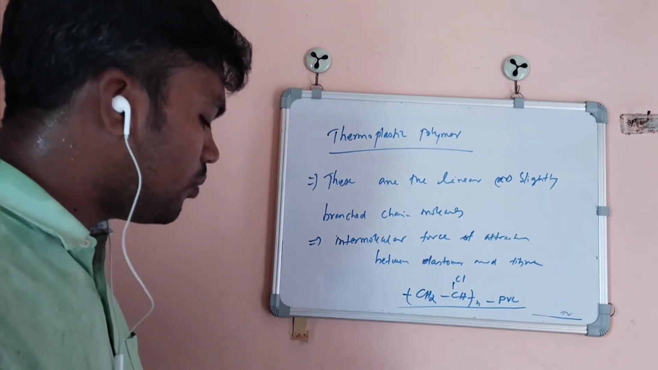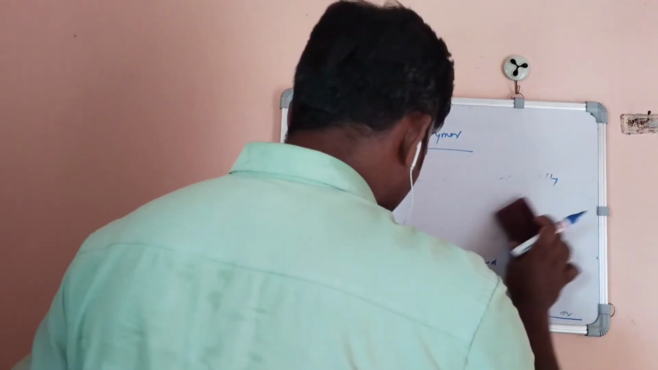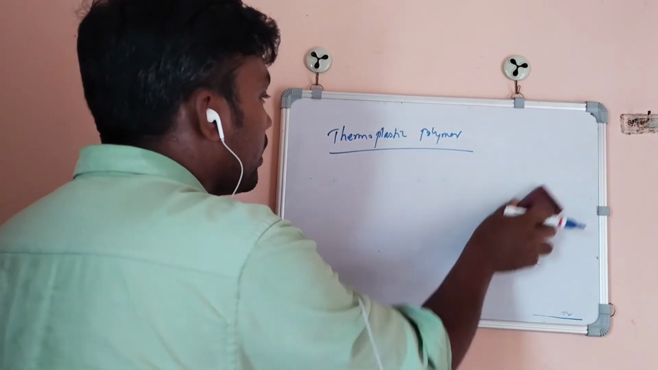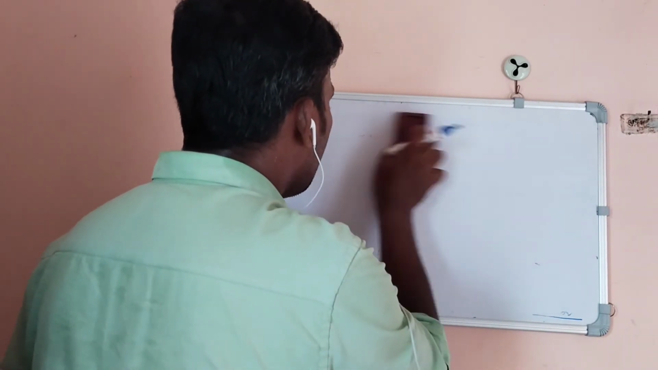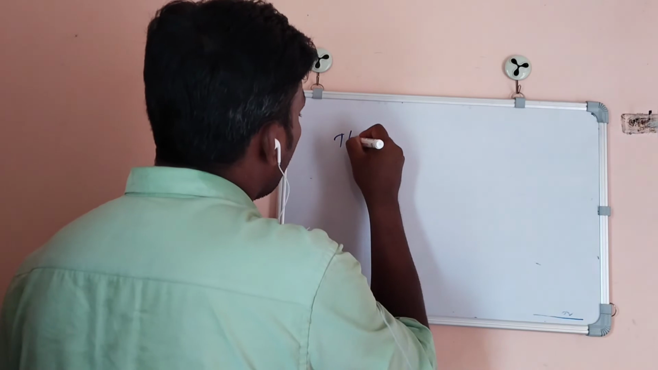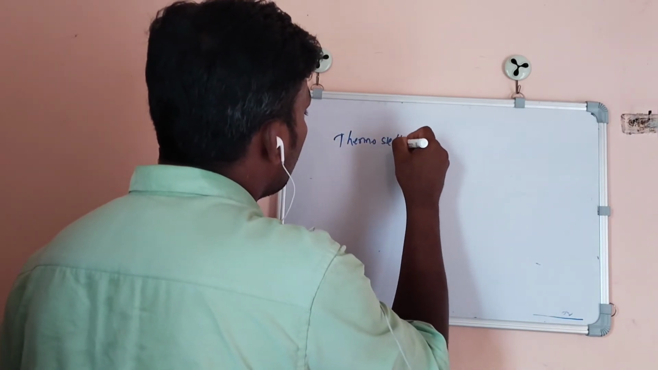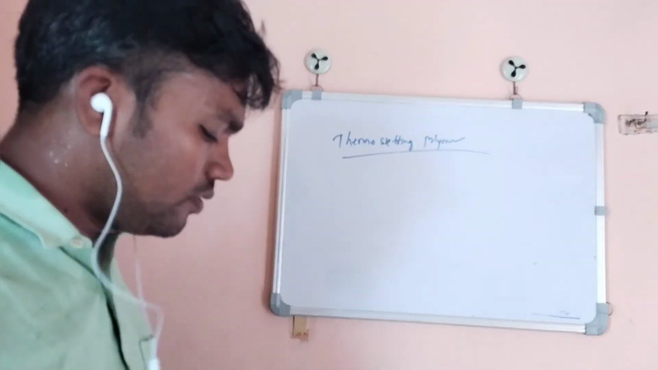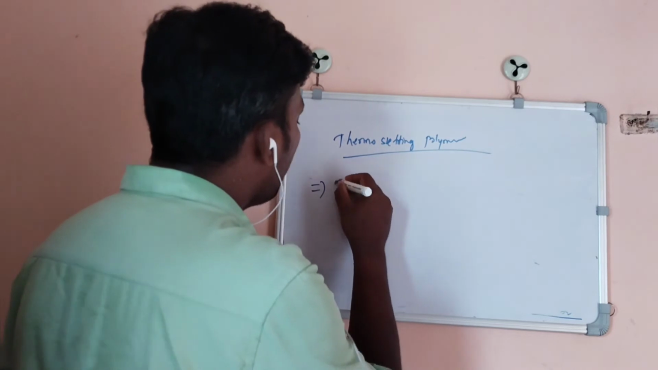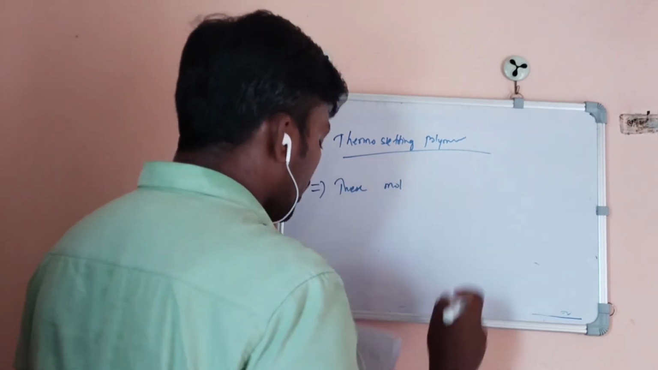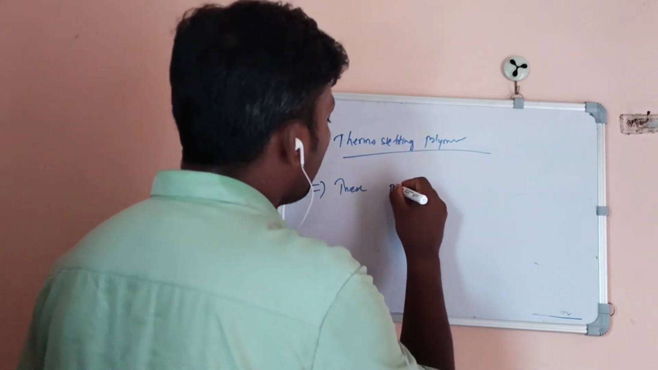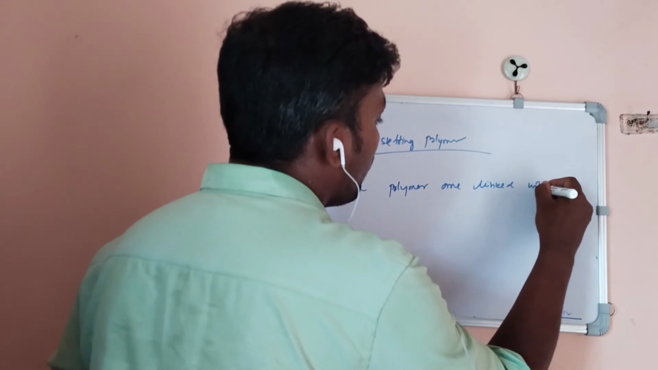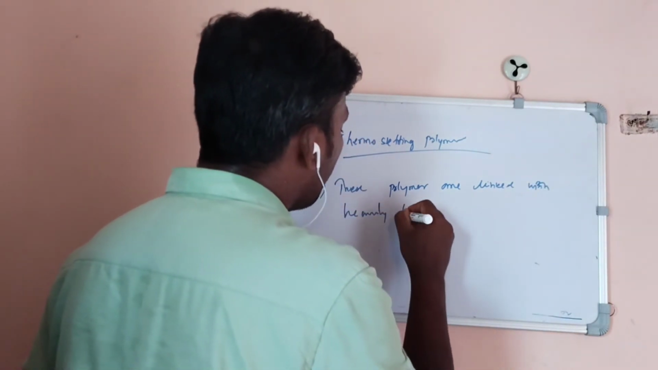Okay, next we are going to see thermosetting polymers. These polymers are linked with heavily branched molecules.